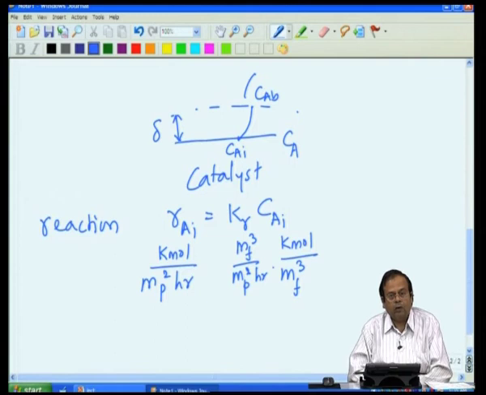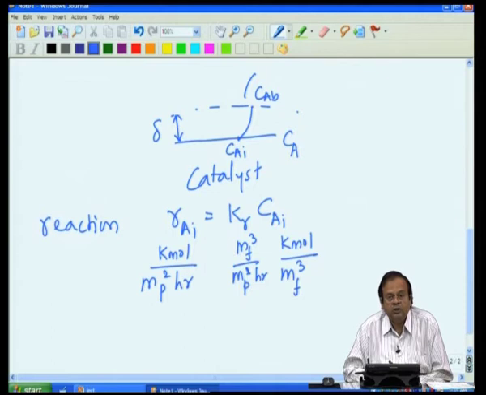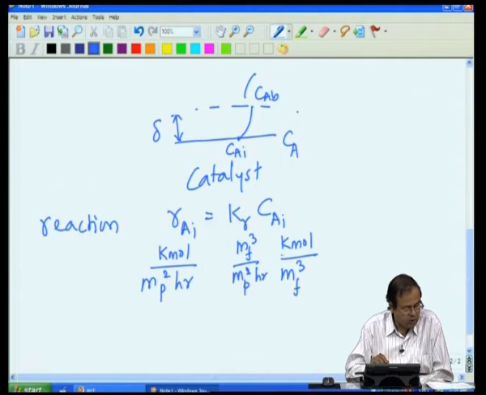Why I am pointing this out is we should always keep track of the proper dimensions, because for any equation that you write, the dimensions of both left hand side and the right hand side must be equal. Now, the reaction rate constant over here has units of mf cube per mp square hour. It's the same length m and m on numerator and denominator, but f subscript and p subscript over here.